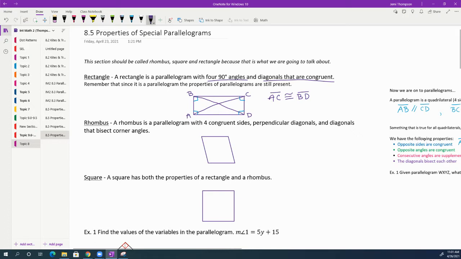What makes a rhombus special? So rhombus is probably the more obscure shape. A rhombus is a parallelogram that has 4 congruent sides. So all the sides are the same. Almost like a square, but I do not have 90-degree angles necessarily here. I'm going to give this some other letters here: E, F, G, H.